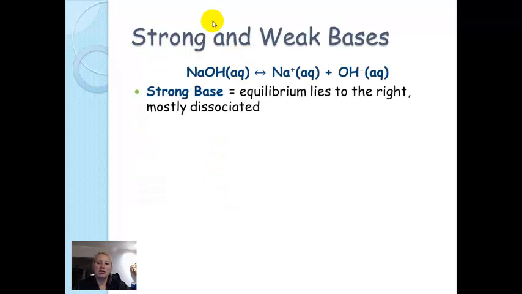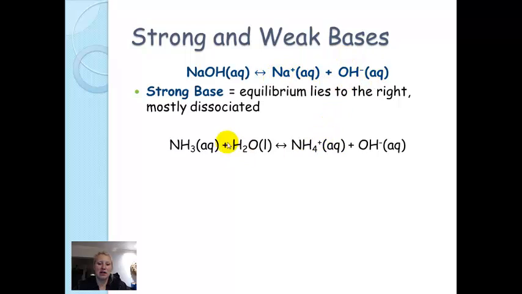The same thing goes for strong and weak bases. So a strong base is when the equilibrium lies to the right, meaning that it mostly dissociates into OH- ions. So for example, sodium hydroxide is a strong base. It mostly exists as sodium ions and hydroxide ions.